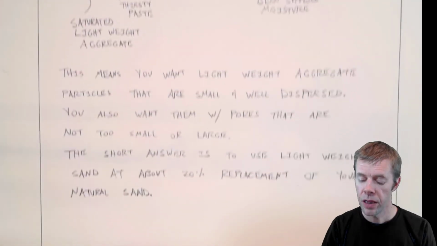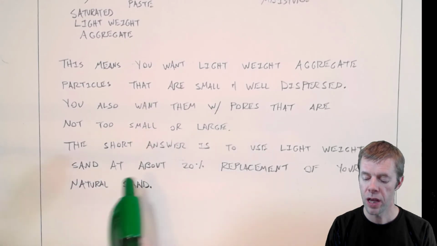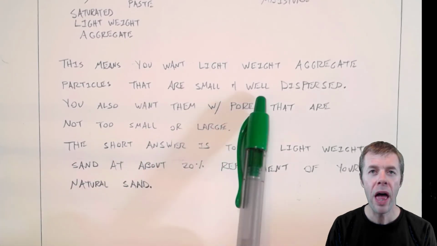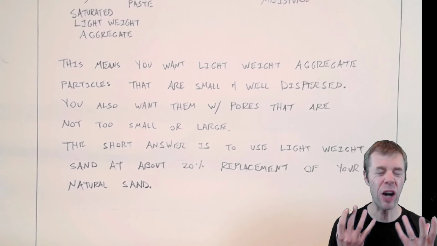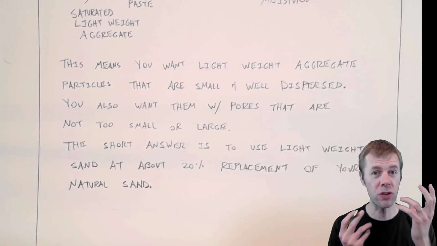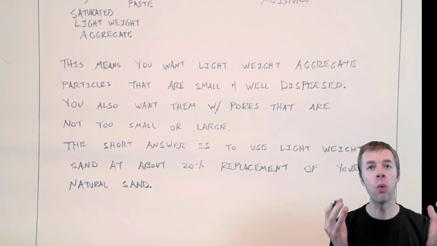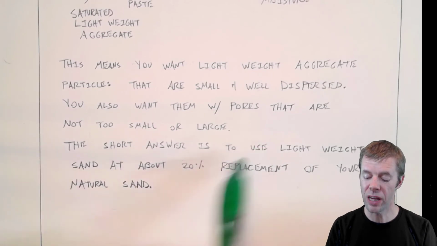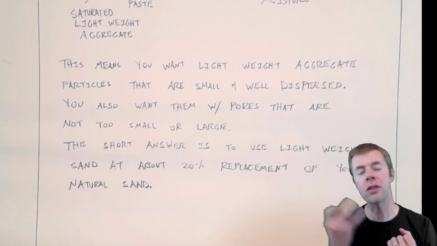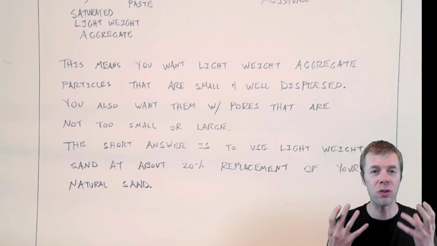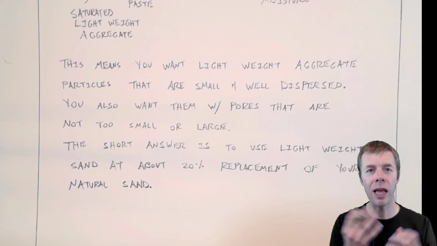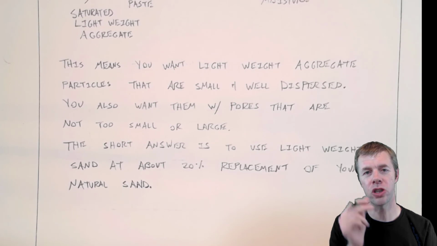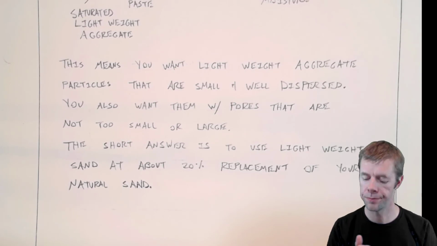This means that you want lightweight aggregate particles that are small and well distributed, almost like air voids for freeze thaw. You also want them with pores that are not too small and not too large. And we're just lucky that most lightweight aggregate has pores that are just about the size that we want.